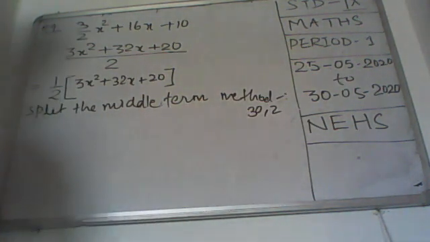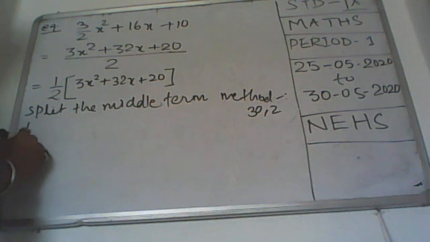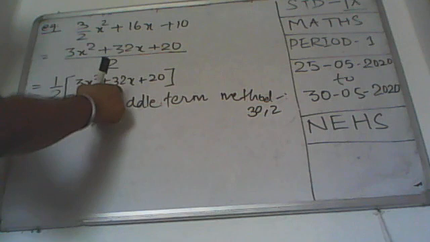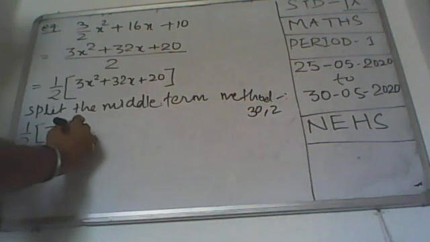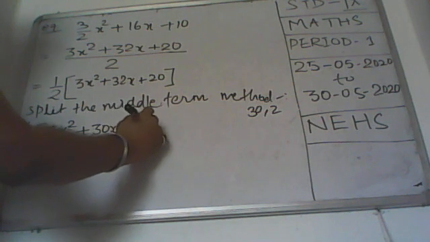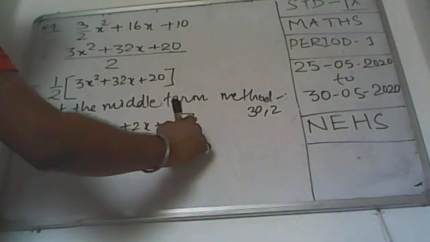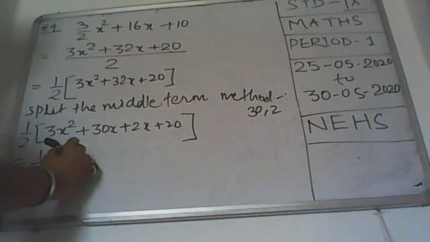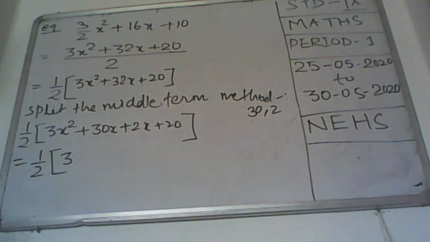So now what will happen? See this, 1 by 2 here only. This will become 3x square. Now 32 will be written in this formula. So this will become 30x plus 2x plus 20. So this will become 3x square. Now I have explained you.